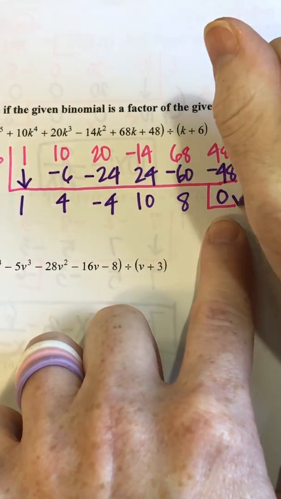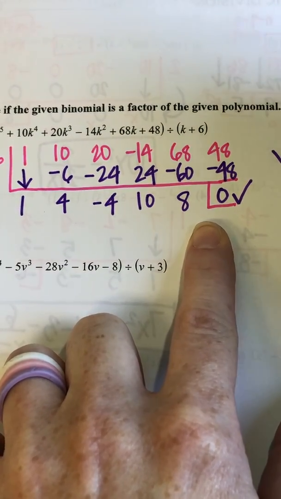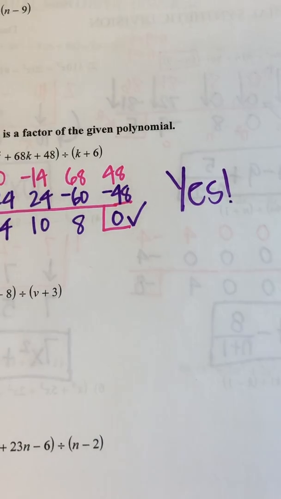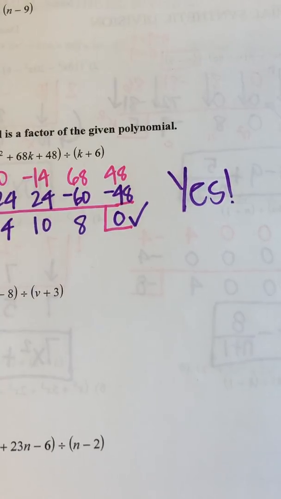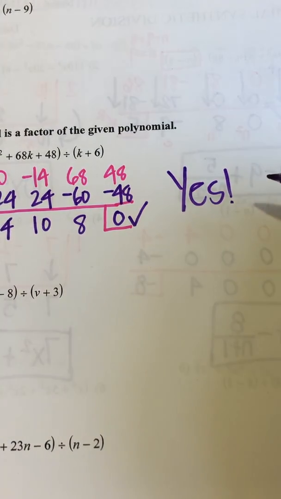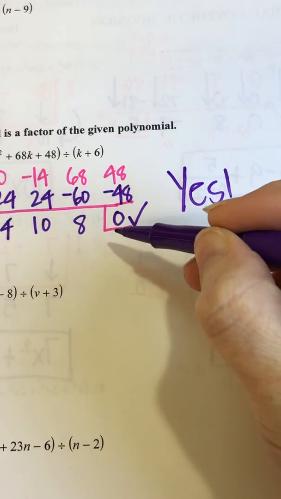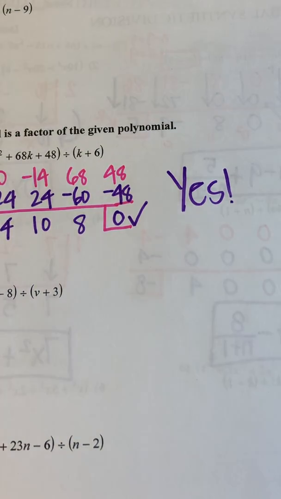If I get a 0 remainder, that means, yes, this is a factor. You're going to have to factor this big old long thing in Unit 3. We've only factored quadratics, okay? So if it factors with a 0 remainder, my answer is yes. But what if I get a number in here? It would be no, okay?